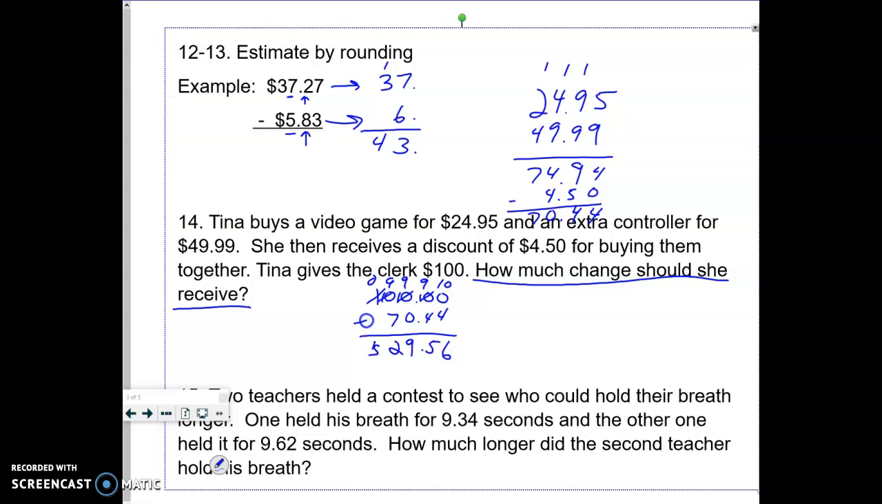So the amount of change I should receive back from that transaction, the buying of the video game, the buying of the extra controller, the discount, giving her the $100 bill, my change back should be $29.56. All right, so hopefully that makes sense for you.